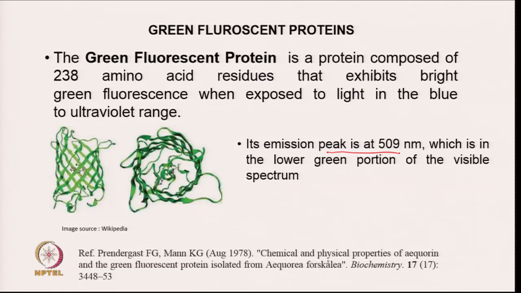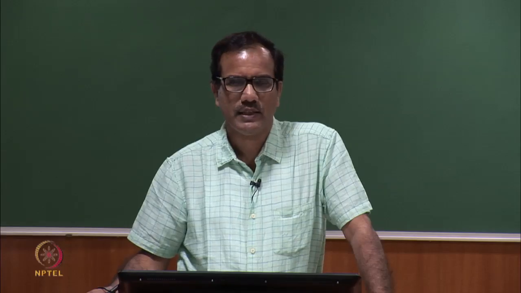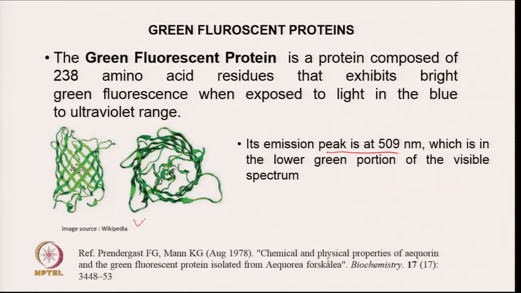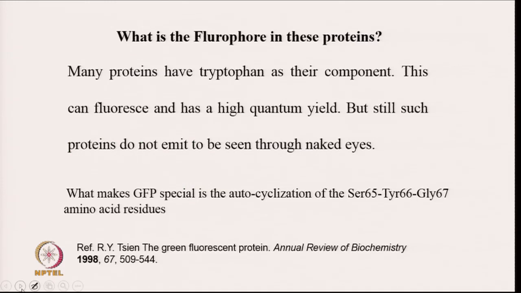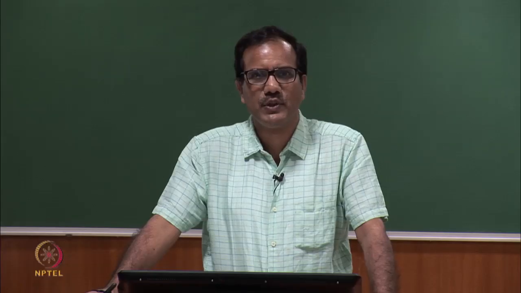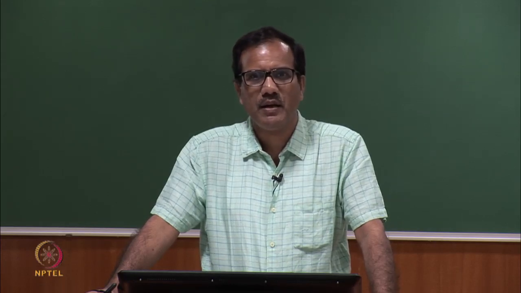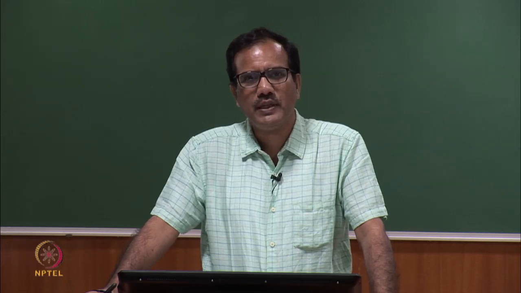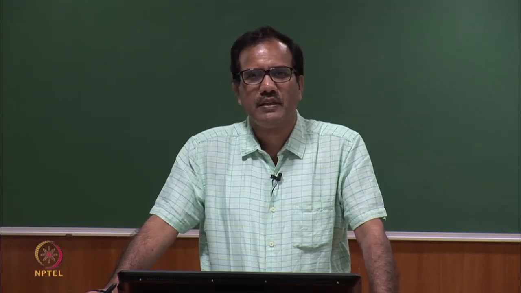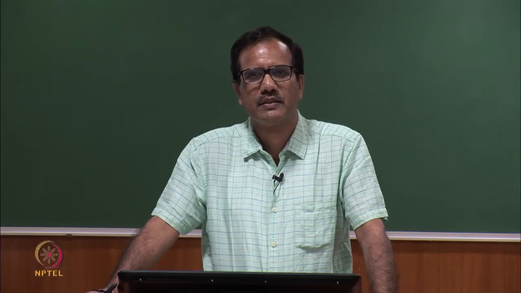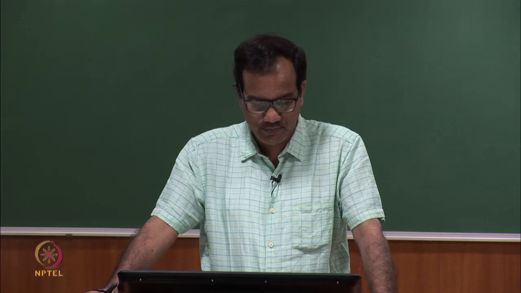Its emission peak is at 509 nanometer, which is in the lower green portion of the visible spectrum, and that is why it looks green. And you can see the green fluorescent protein in a picture taken from two different angles. Although many proteins have tryptophan as a component, which can fluoresce and has high quantum yield, they do not emit fluorescence enough to see with the naked eye.